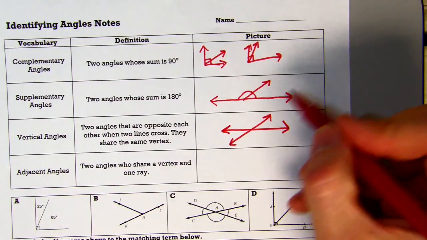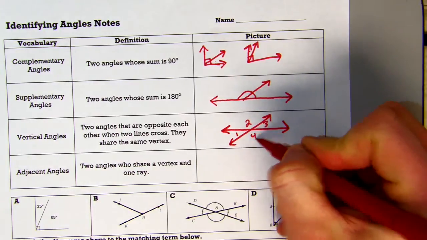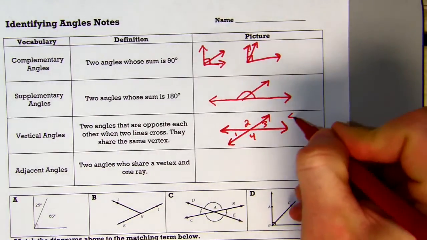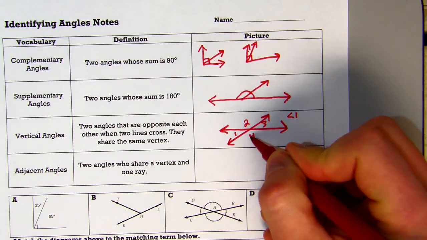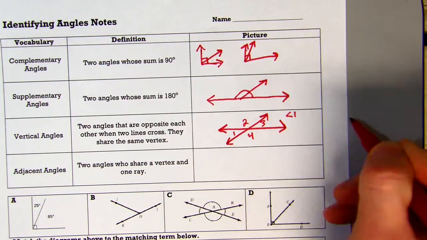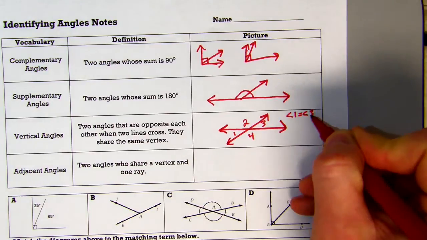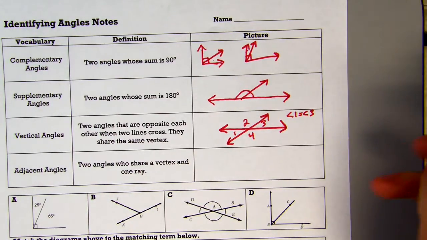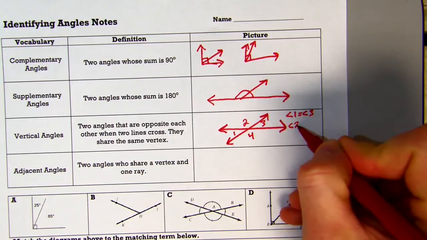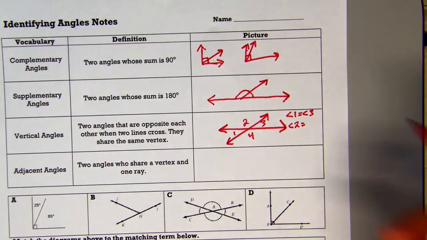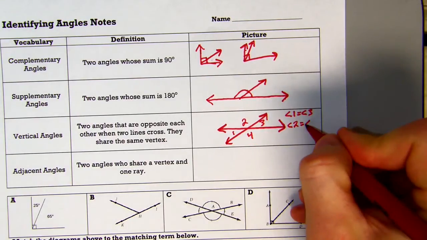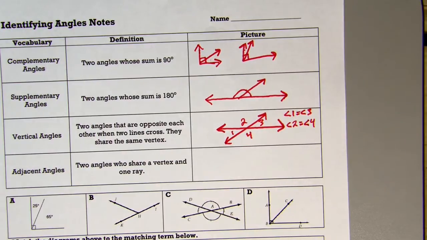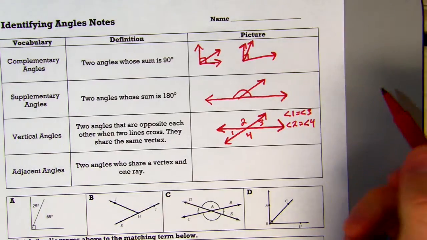So if I do angle 1, 2, 3, 4. If I think about angle 1, 2 is right next to it, 4 is right next to it, but 3 is opposite of it. It's on the other side. So angle 1 and angle 3 are equal. Then if I look at angle 2, angle 1 and angle 3 are next to it, but angle 4 is opposite of it. So that is my vertical angle. Those are always equal to each other.